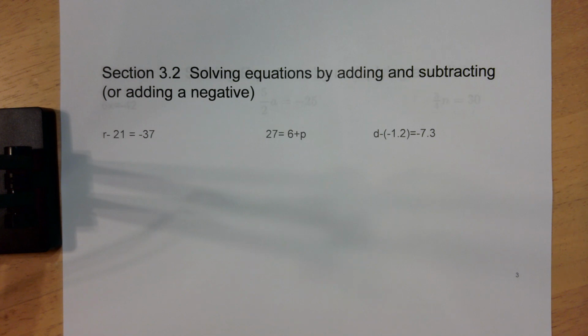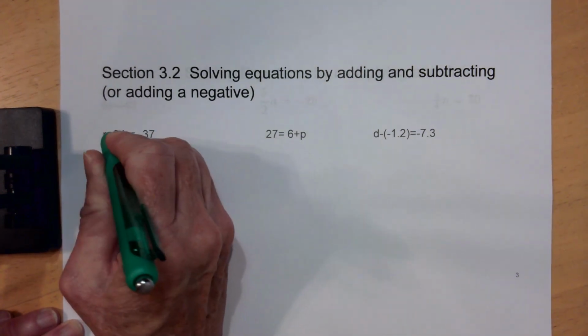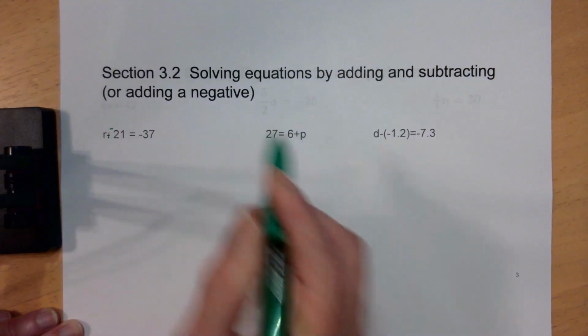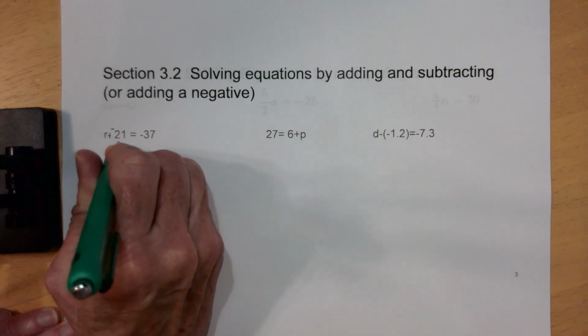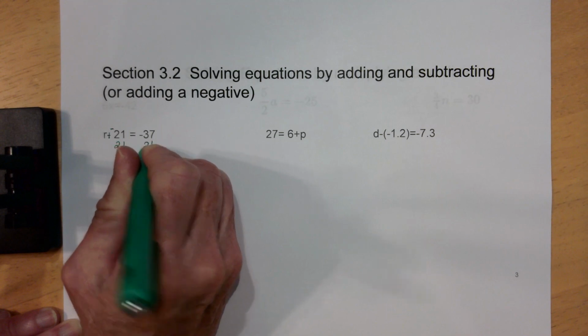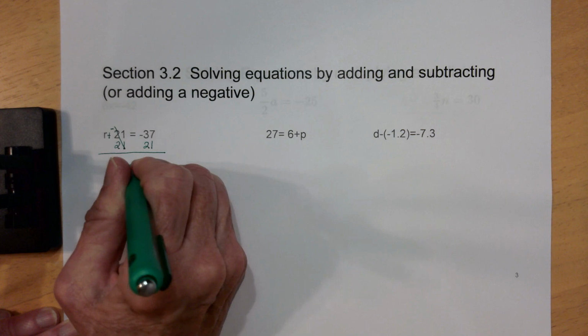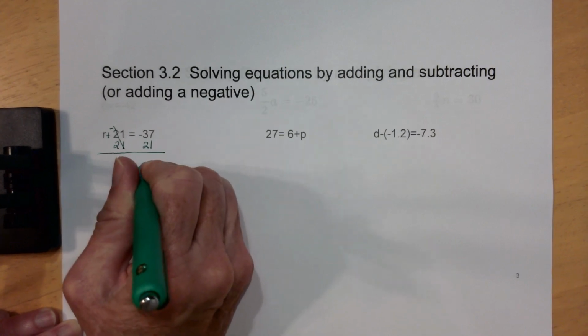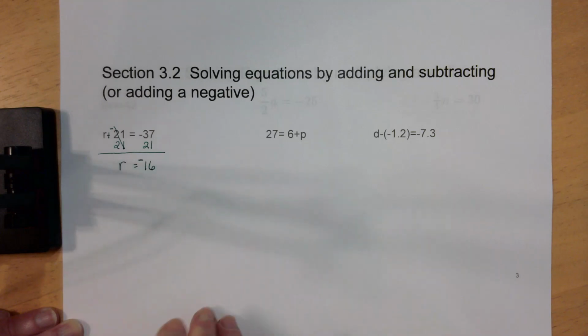Section 3.2, you started solving equations by adding or subtracting, or looking at it as adding a negative to get rid of a number or move it to the other side. So for instance, on this one, the very first thing that I would do is add the opposite of the second number. So you have r plus a negative 21 equals negative 37. So I'm going to add positive 21 to both sides to get rid of it. So it's going to give me r on the left side is equal to 16 on the right-hand side, and it would be negative 16 because your larger number is negative.